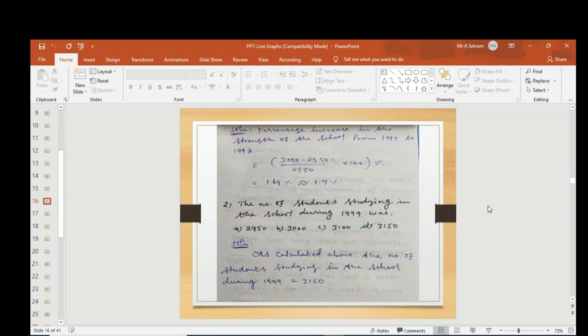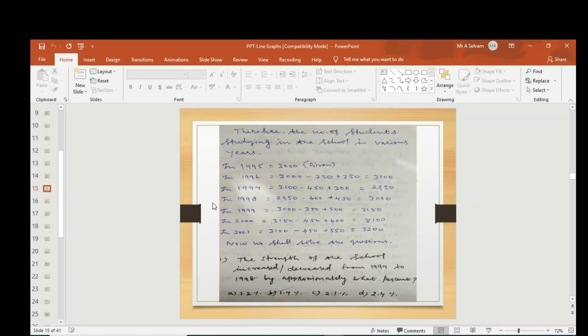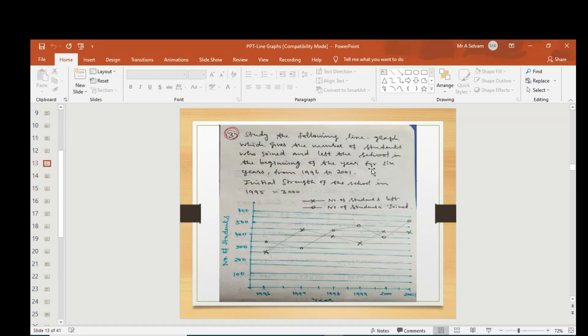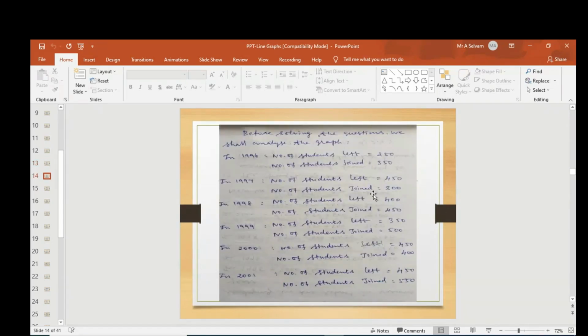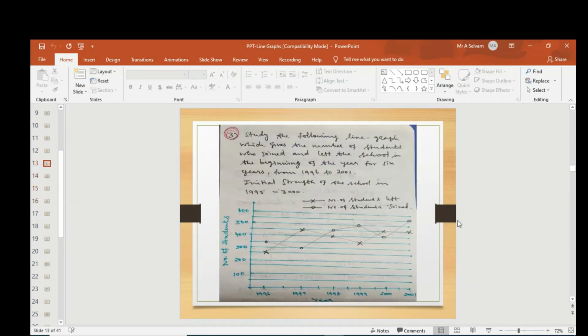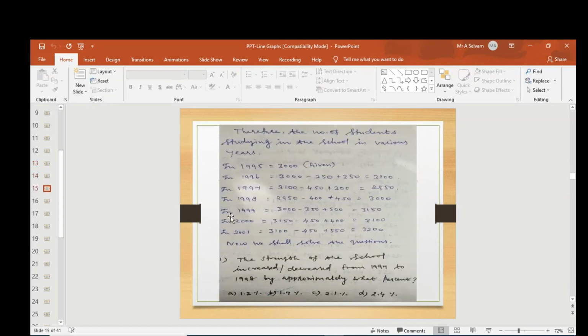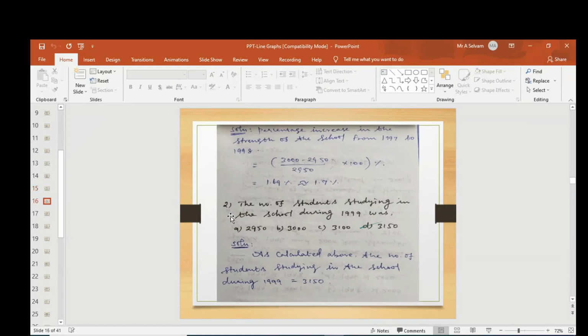How did we get it easily? Because we already interpreted those values from the graph. Otherwise it is too difficult to interpret. This is easy to interpret, so if you interpret initially, it will be easy for you to calculate. Otherwise, you have to go back to the graphs again and find out the values again. That means you have to subtract how many students have left from the school, then add how many students have joined. Then you can get this.